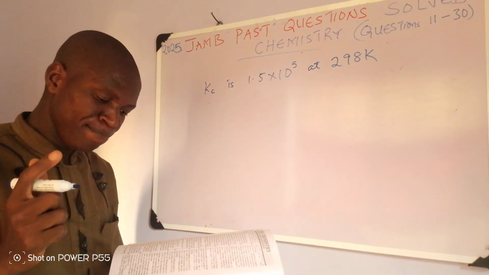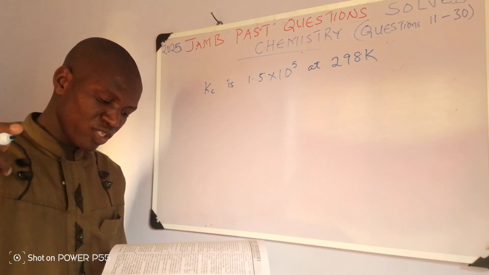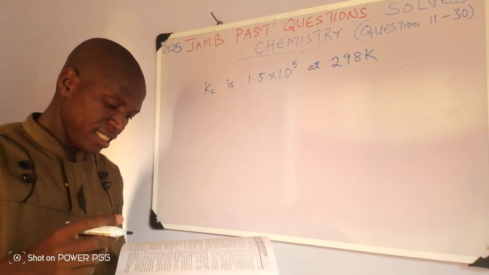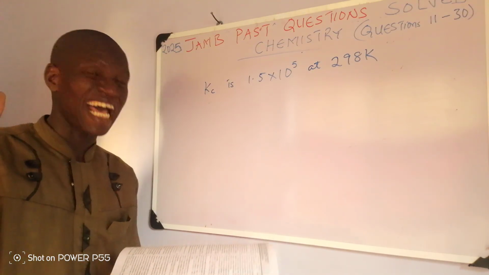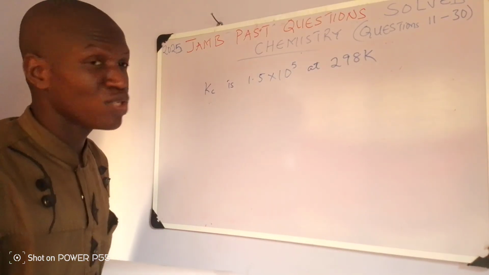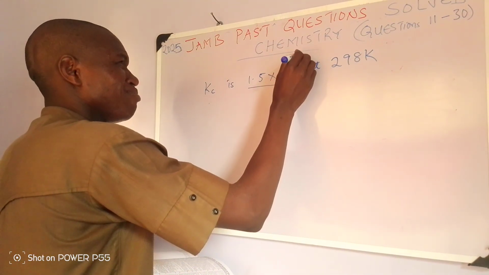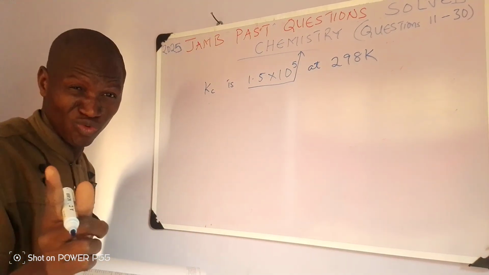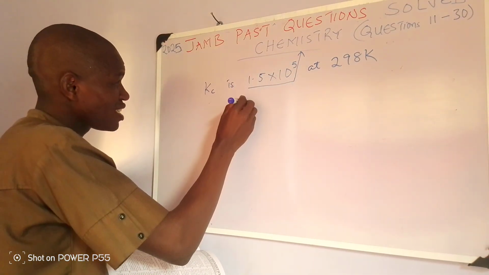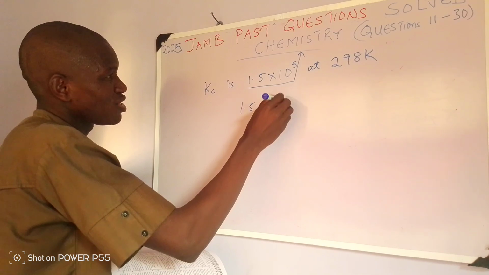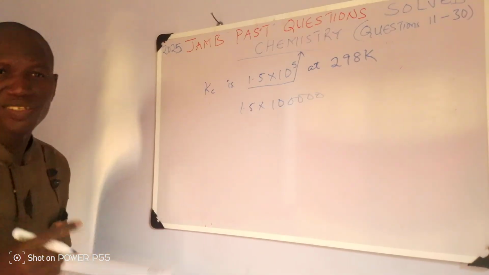The options say A, reactants are largely favored. B, products are significantly favored. C, reaction is slow. D, reaction is at completion. So what's the correct answer? When Kc is high, because it's a high number, 1.5 times 10 raised to power 5 is the same thing as 1.5 times, how many zeros now? 1, 2, 3, 4, 5.